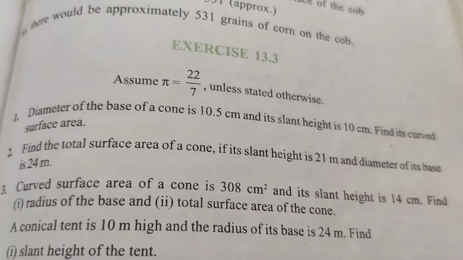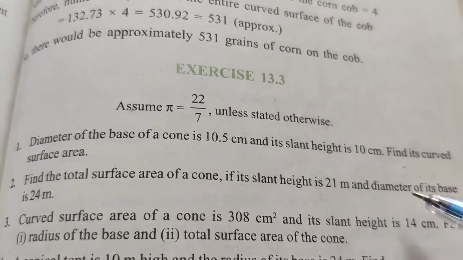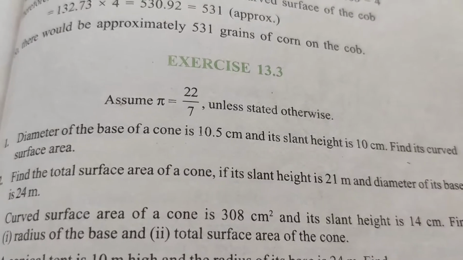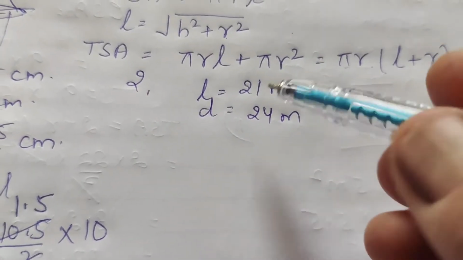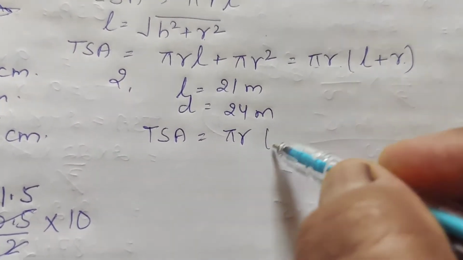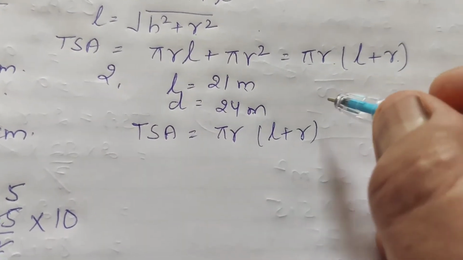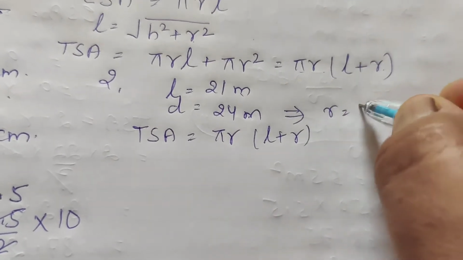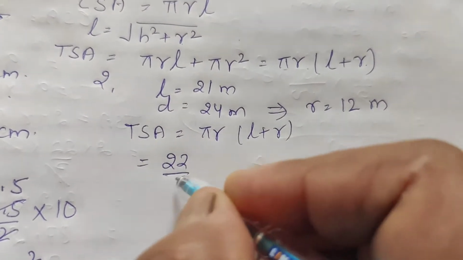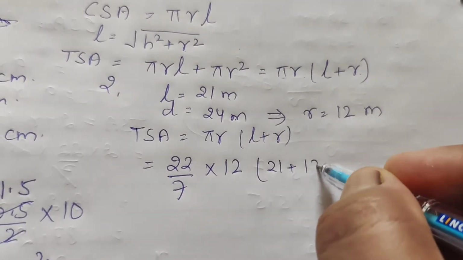Next question. Find the total surface area of the cone if its slant height is 21 and the diameter of the base is 24. The formula of TSA of a cone is pi r (L plus r). Given that slant height is 21 and diameter is 24, it means radius equals 12. Now put the values in the formula: 22 by 7, radius is 12, L plus 12.